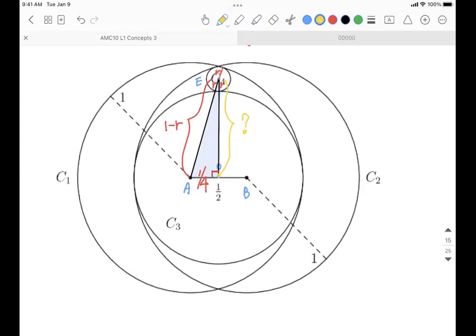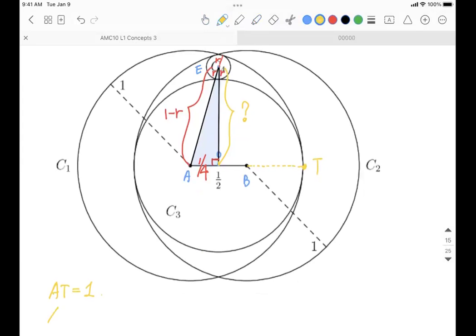I'm going to do a quick connection, extension here. Let's say T. Of course, I know AT equals 1, because AT is the C1's radius. What about AB? AB is 1 over 2. With all this information, BT is 1 over 2, which makes sense. AB is 1 over 2, and BT is 1 over 2. If BT is 1 over 2, OT, O is here, don't forget.